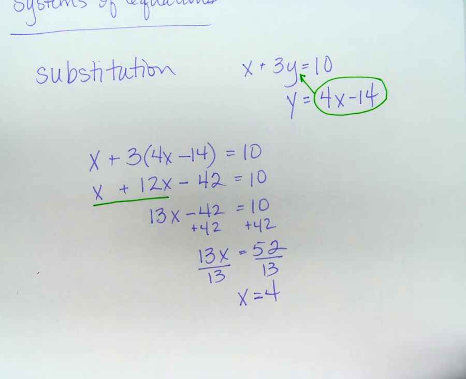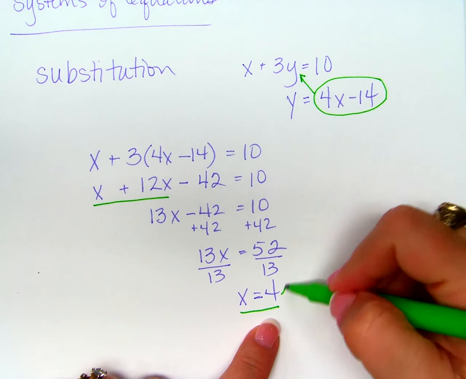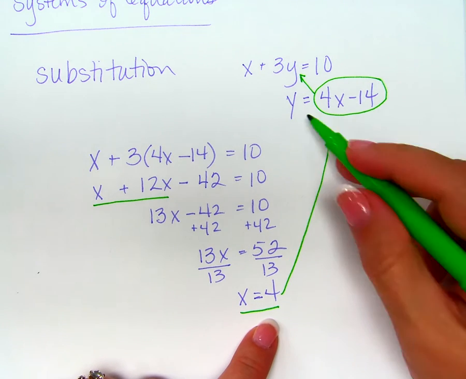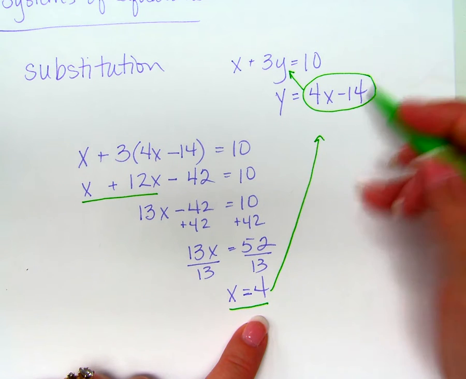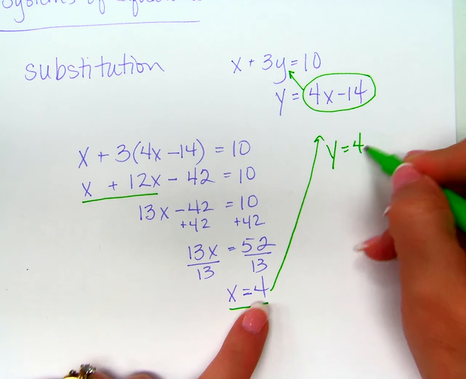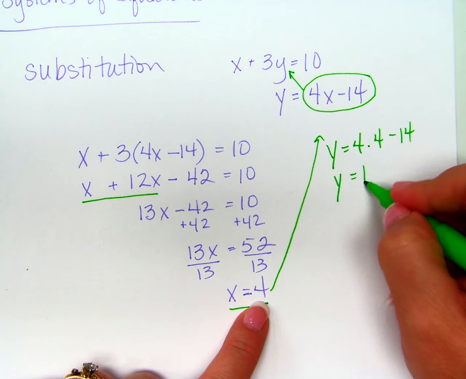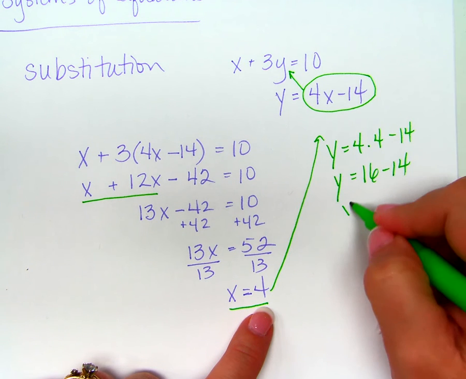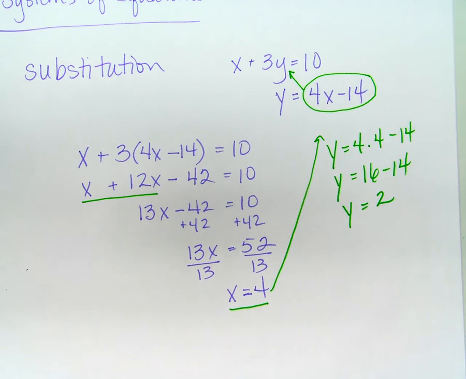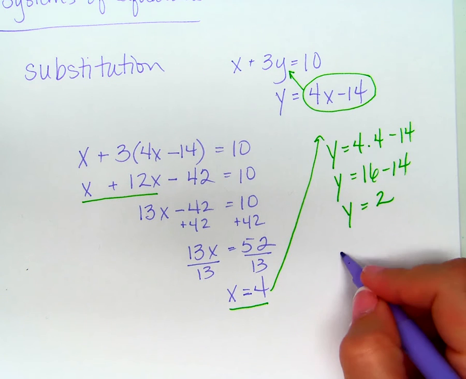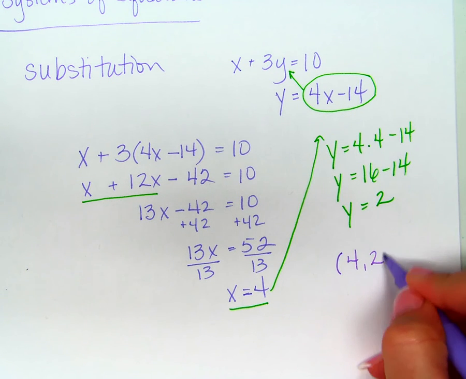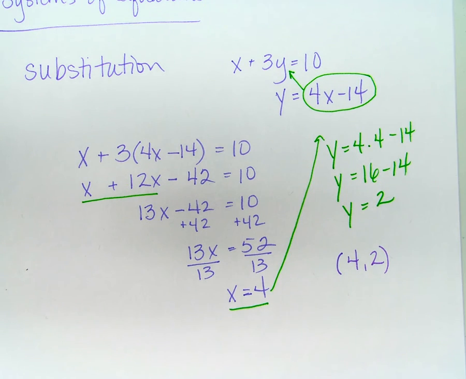Okay, so I know that x is 4, so I'm going to take it and put it right back up into that equation, because that equation's already solved for y, isn't it? y equals 4 times x, which is 4, minus 14. So y equals 16 minus 14, so what does y equal? 2. Guess how we write our answer? As the point of intersection, the ordered pair, right?